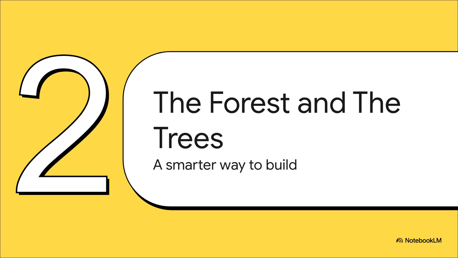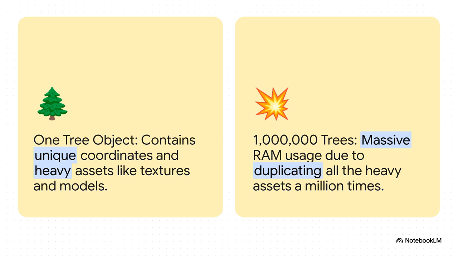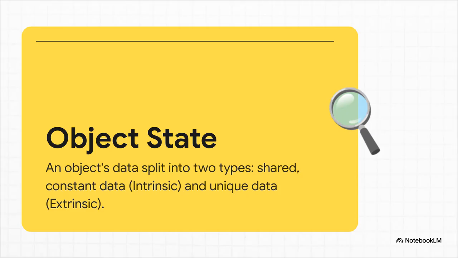This forest analogy is just the perfect way to understand the solution. It's all about a fundamental shift in how you think about building things, and that's what makes this whole pattern click. So look, if every single tree object has its own copy of the heavy stuff, the texture, the model, and you need a million of them, you are literally multiplying that heavy data a million times over. Your app's memory usage just explodes, performance grinds to a halt, and your users are left with a laggy, frustrating mess.